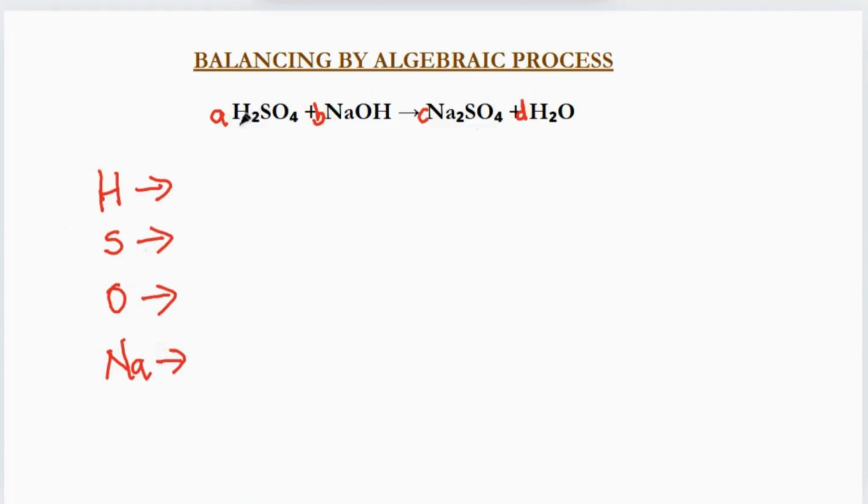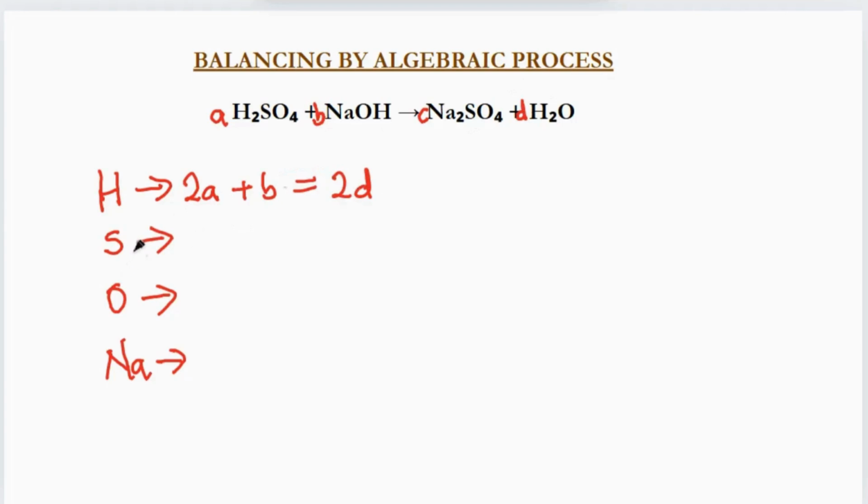So in the reactant, how many hydrogen do we have, both subscript and coefficient? Okay, so we have 2A. Then there's the hydrogen here in the sodium hydroxide, so plus B equals, is there hydrogen in the product? Yes, 2D. This is the equation for the hydrogen.